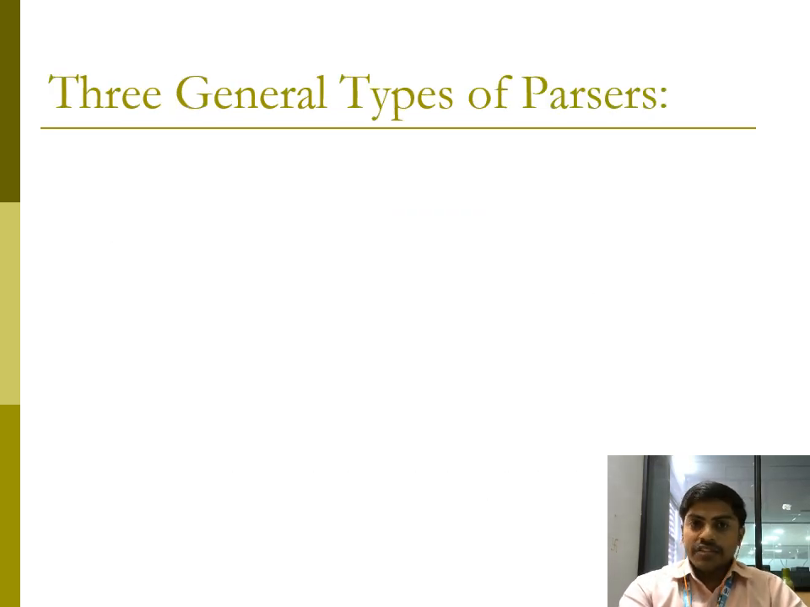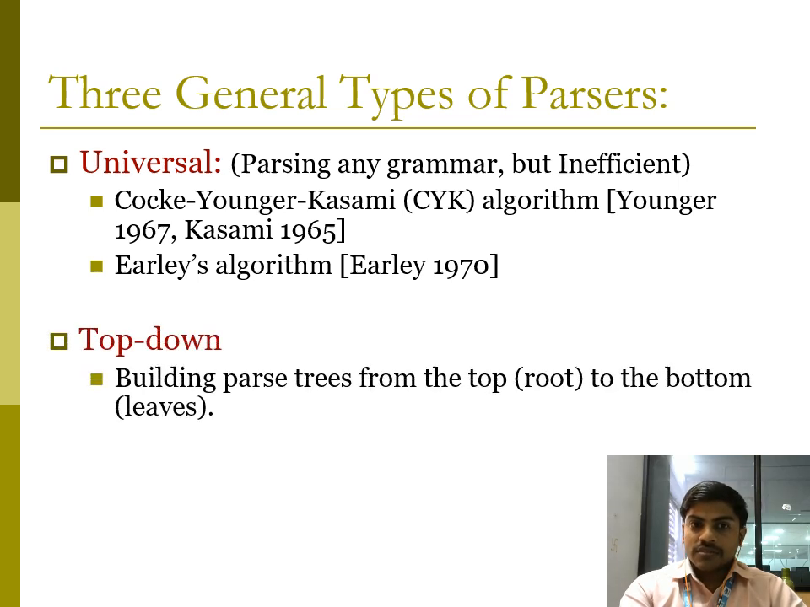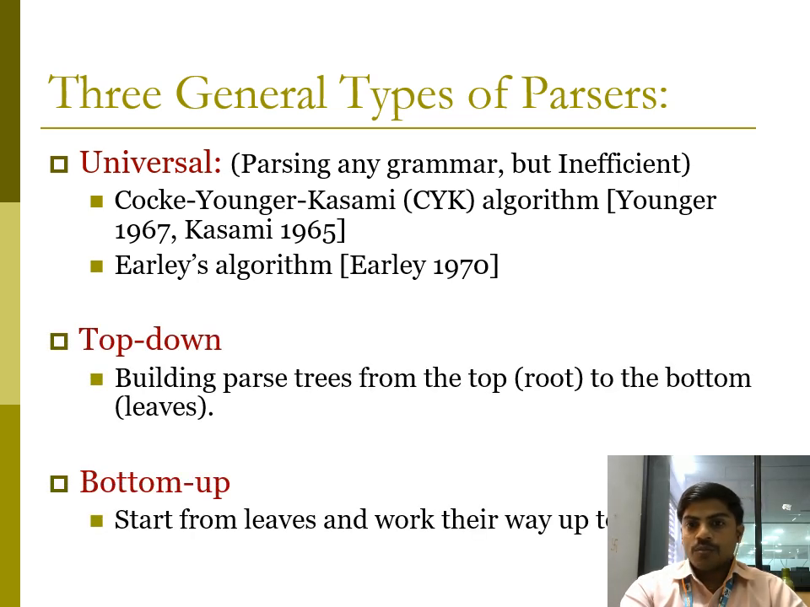There are three general types of parsers available: universal parser, top-down parser, bottom-up parser. The universal parser is represented by the Cocke-Younger-Kasami algorithm, called the CYK algorithm, invented in the early 1970s. This universal parser will say yes or no for a given string, whether or not it can be derived from a given grammar.